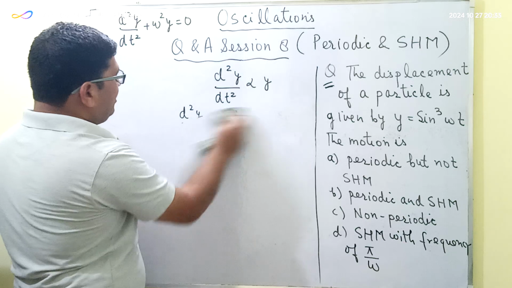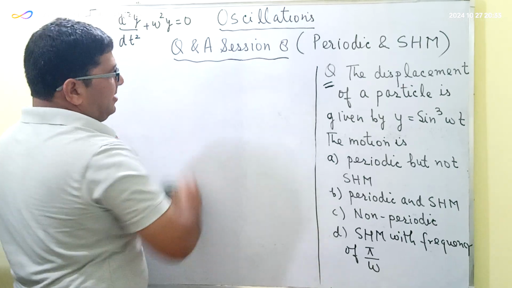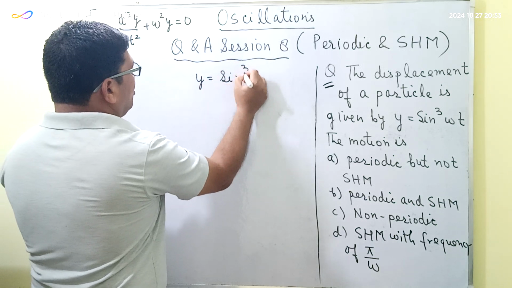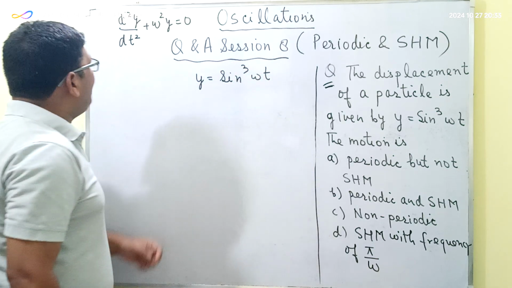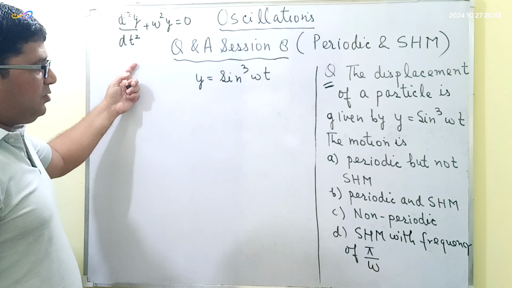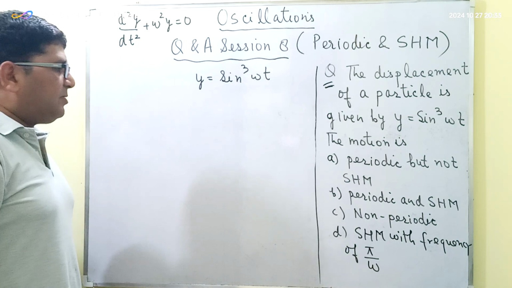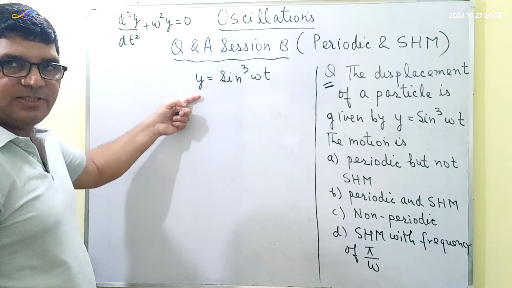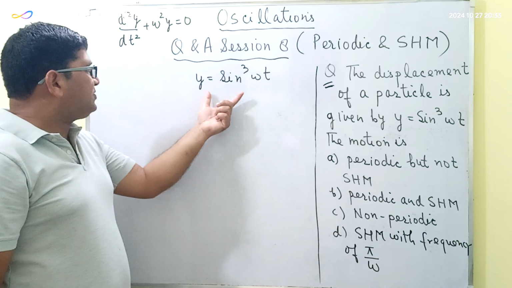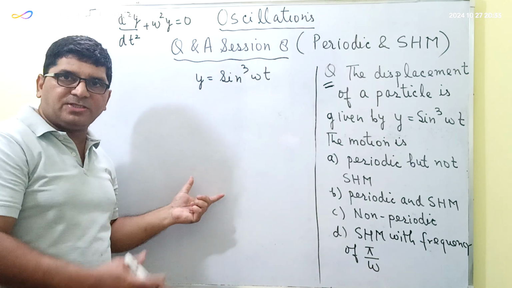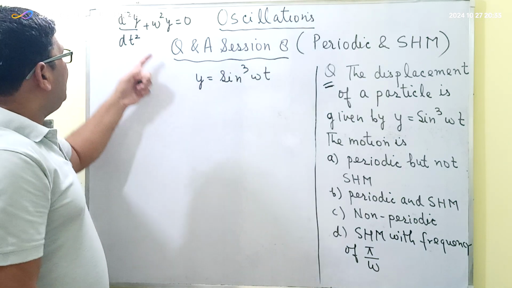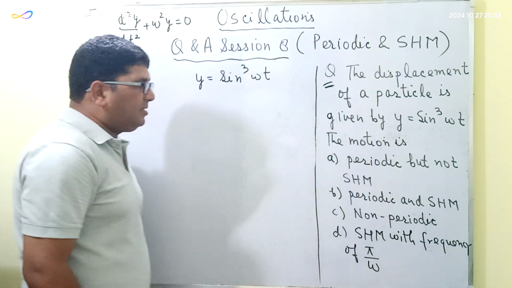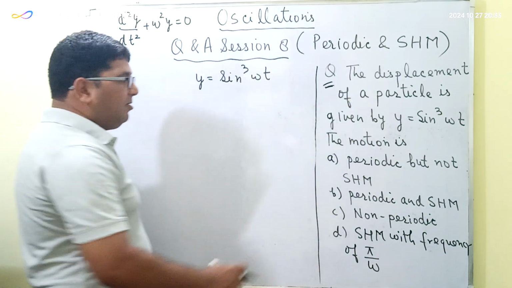Now here the displacement of the particle is given by this equation, that is y is equal to sine cube omega t. So simply what we have to do, in order to find whether this motion is simple harmonic or not, is first of all differentiate this equation twice, and after differentiating we will get an equation, and if that equation resembles this equation, then we can say that this particle is executing simple harmonic motion.